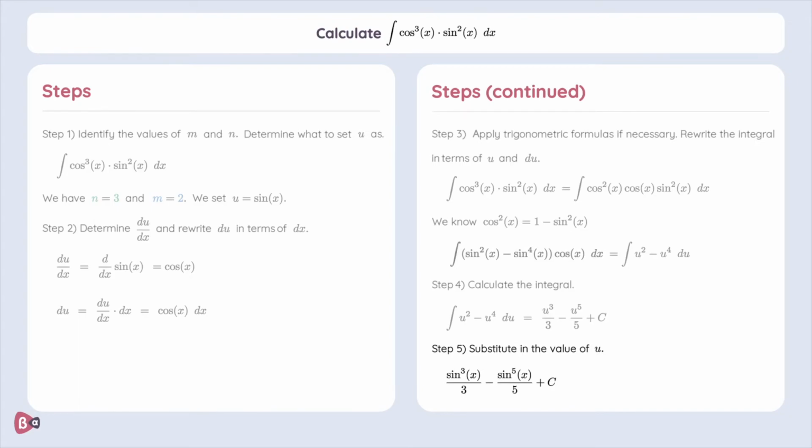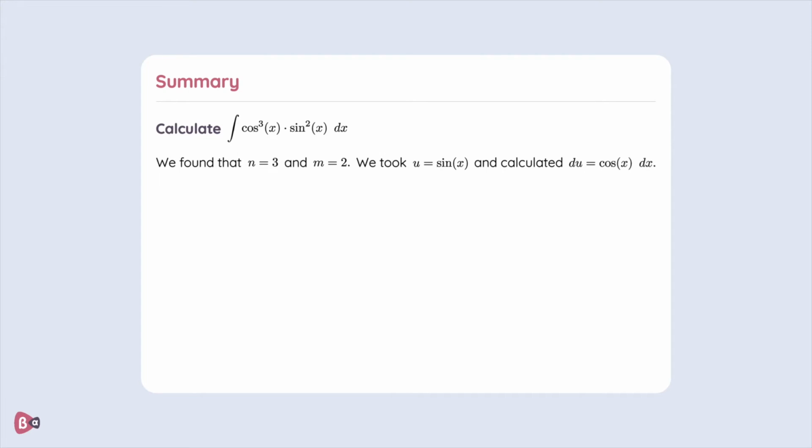I now give a little summary of what we have learned in this video. We calculated the integral of the trigonometric function cosine of x to the power 3 times sine of x squared. The first step was to find out that n is equal to 3 and m is equal to 2 in this example. Since n is odd, we wanted to use the substitution u is equal to sine of x. And using this substitution, we calculated that du is equal to cosine of x times dx.